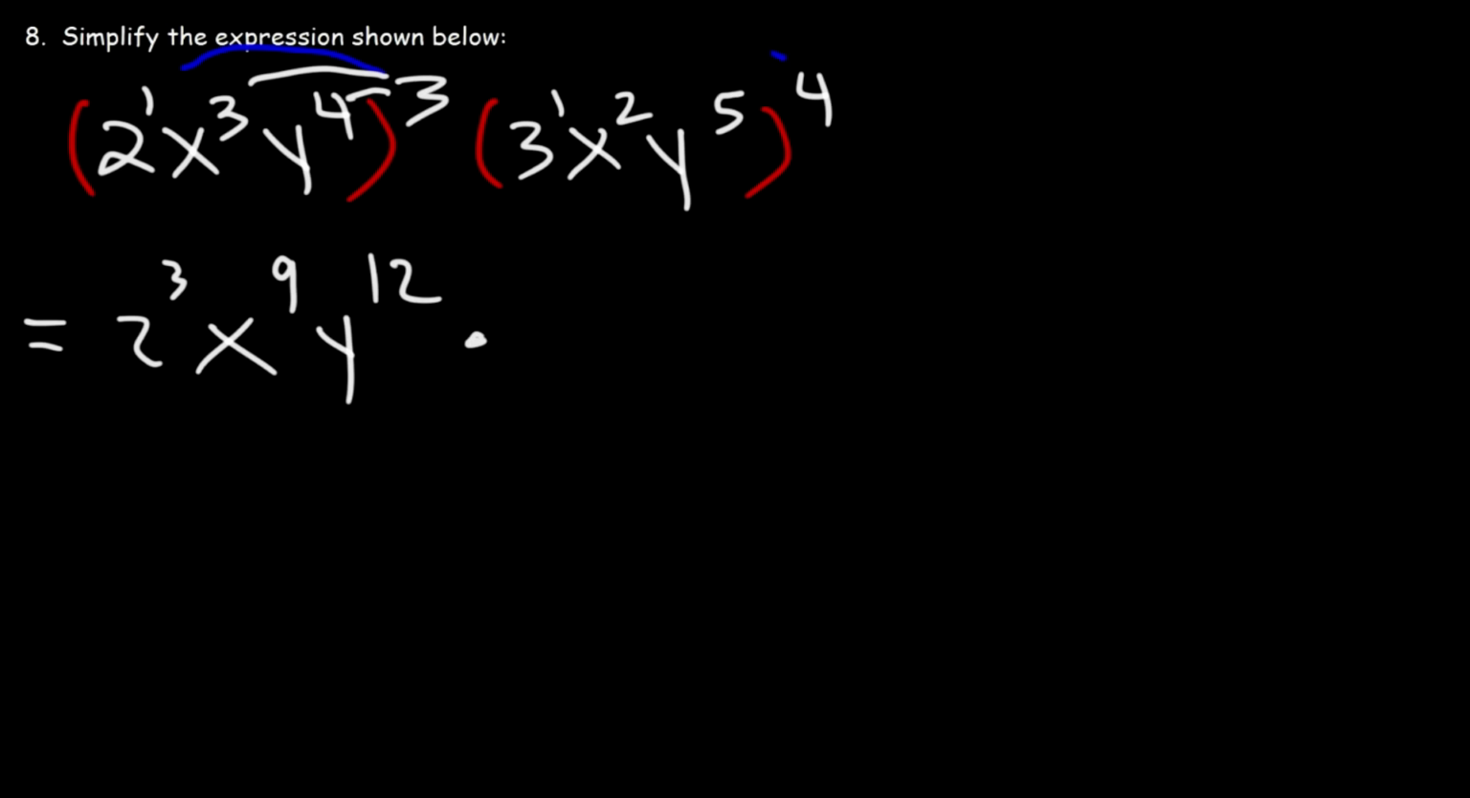Now let's do the same thing here. 4 times 1 is 4. And then 4 times 2 is 8. And finally, 4 times 5 is 20.